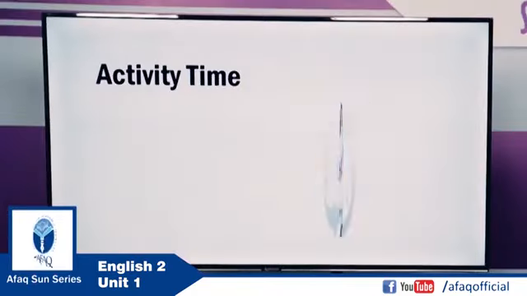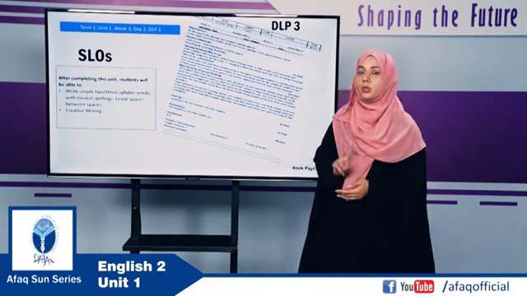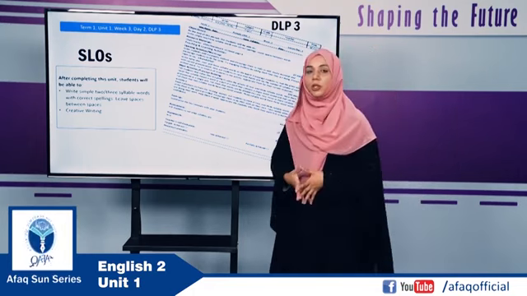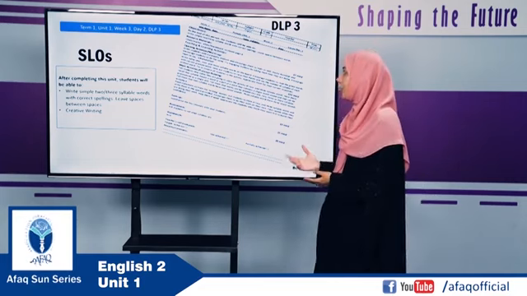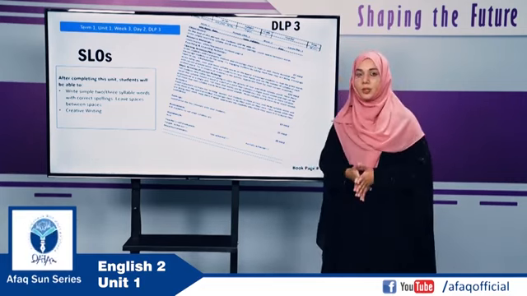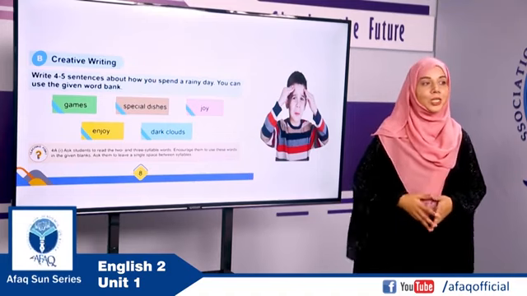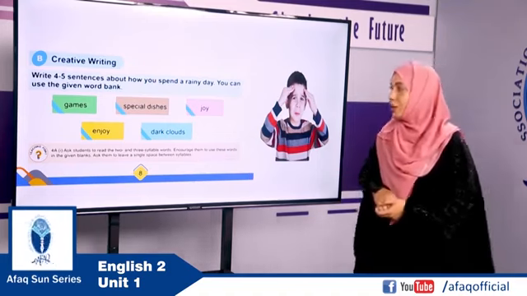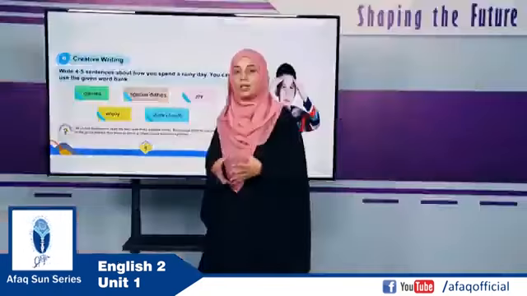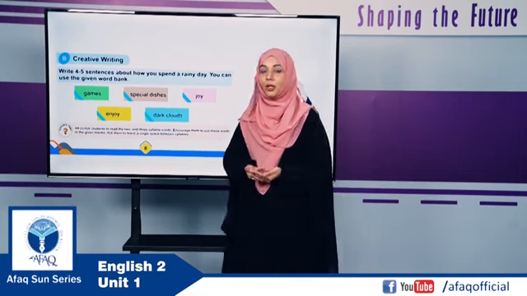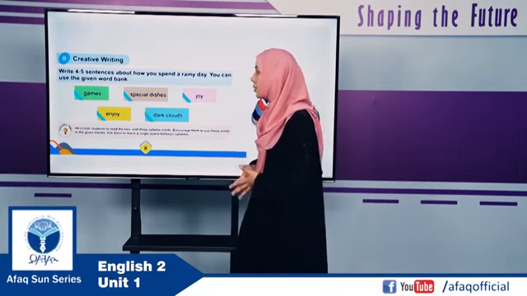Now it's time for activity. In this lesson, we will cover 2 SLOs. Complete methodology to cover these SLOs has been provided in DLP number 3 for teachers. Dear students, now open page number 8 of your textbook. On this page, there is a creative writing section. You have to read the instructions carefully and follow them to write. Now, let's read the instructions together.